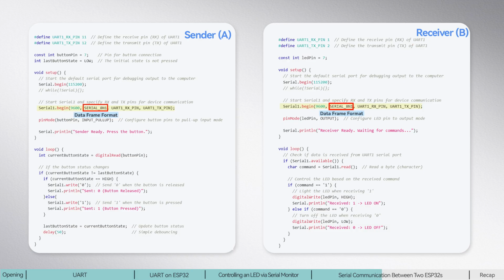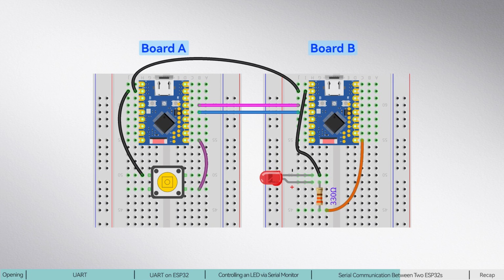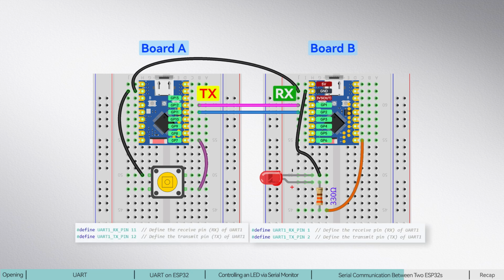The second parameter, SERIAL_8N1, is the data frame format: 8 data bits, no parity, 1 stop bit. Both sides must also match this. The third and fourth parameters, the UART1 RX pin and UART1 TX pin, are the GPIO pins we assign to Serial1 for RX and TX. Now look at the correspondence between wiring and code. The transmit pin TX of sender A connects to the receive pin RX of receiver B. The receive pin RX of sender A connects to the transmit pin TX of receiver B.